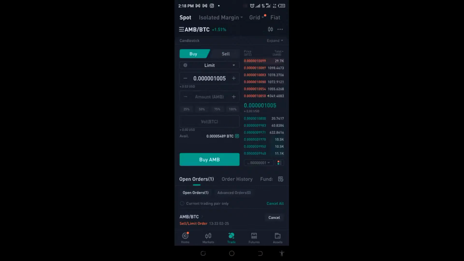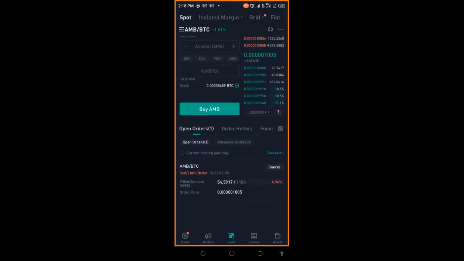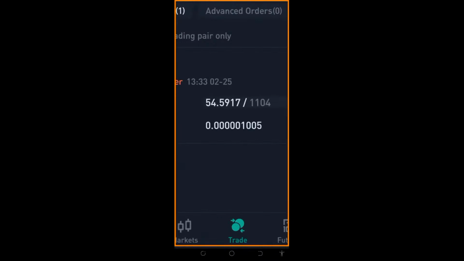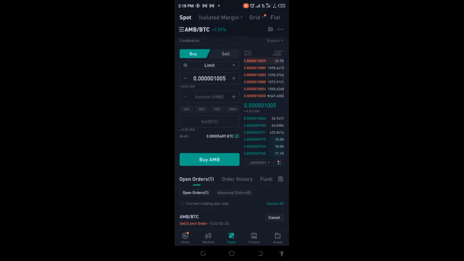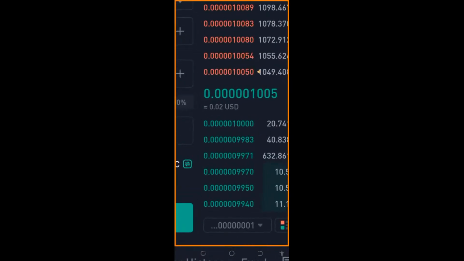Stay blessed. Okay, right now it's at 0.000105, so it's moving up. And as we can see here, part of it has already been sold. So we have 54.59 out of 1104 already sold at that price. So we're hoping, if I were going to go and pick any of these ones in the order book, we'll see that it's nowhere near what we want.